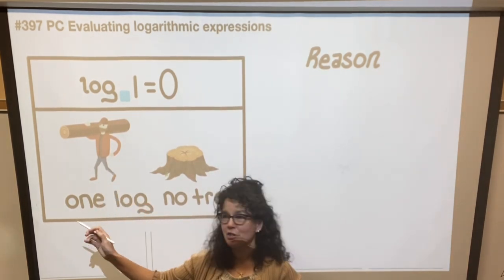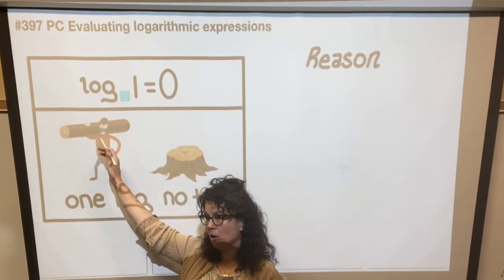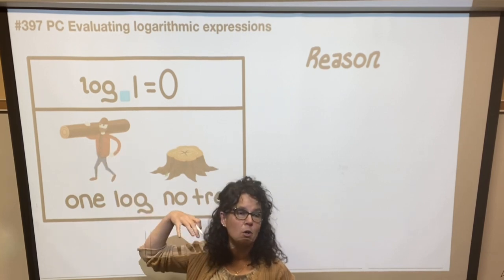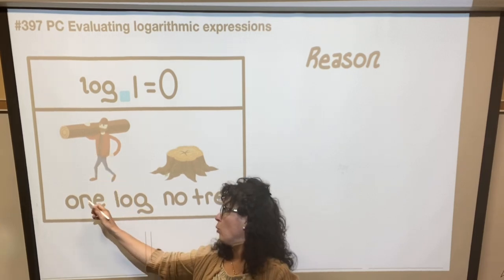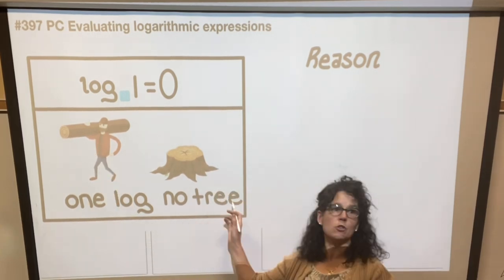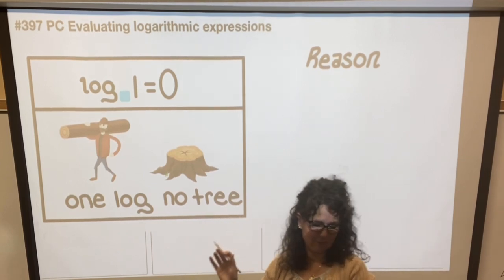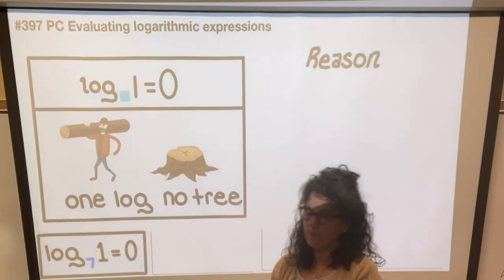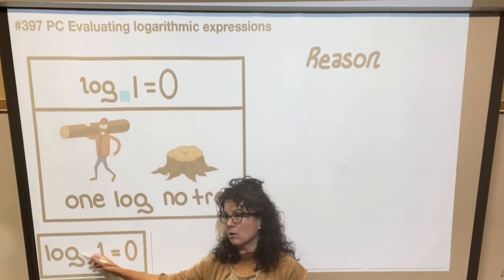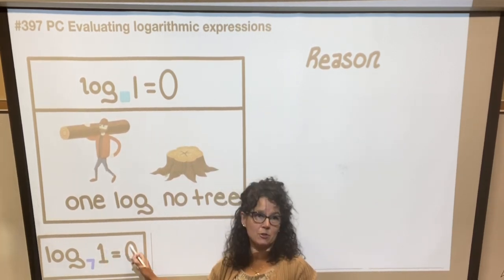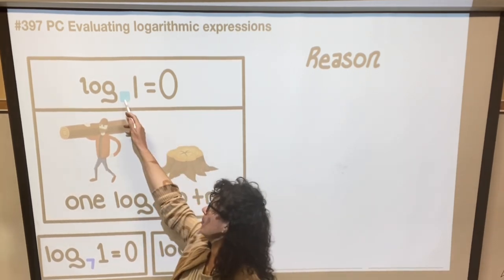If you use your imagination here, I have one log. So if I have this lumberjack, he has one log that he's carrying. Well, if he has a log, that means he chopped down a tree. So one log means no trees. Just follow the logic. So then, what's that about? Well, log base 7 of 1. If I have one log, log of 1, I have no trees. The answer is 0. It does not matter what the base is.